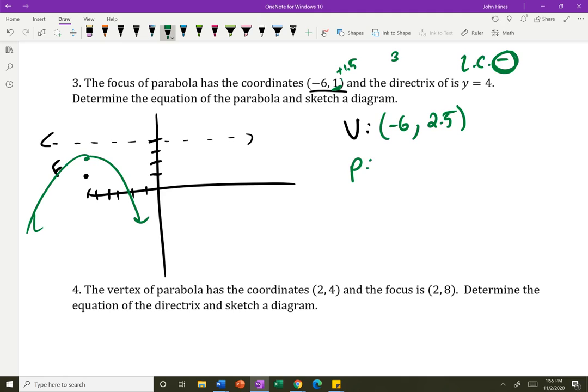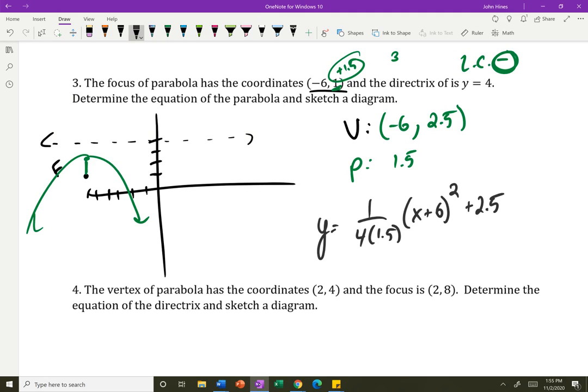So what's my p-value? My p-value is, well, what did I add on? 1.5 was that number. So here we go. y equals 1 over 4p, left 6, so x plus 6 squared plus 2.5. And then finally, what did I say about the leading coefficient? This is the thing you always have to check. It's negative. That parabola opens downwards. So y equals -1/6, I just multiplied that, (x plus 6) squared plus 2.5.